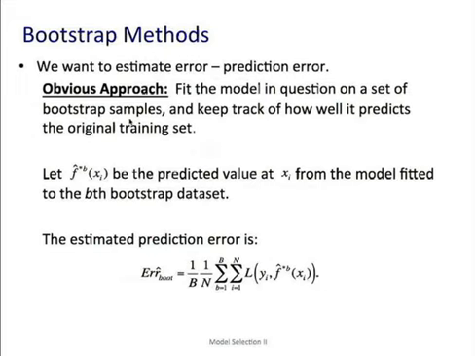But we're interested in error. Okay, so here's the obvious thing that you would do. You do this a whole bunch of times, you do some prediction, and you try to figure out what the error rate is. Okay? This is the most simple one. This is called error boot, and it's also referred to as error with a bar over it in your book. It's the same thing. So fit a model in question on a set of bootstrap samples and keep track of how well it predicts the original training set. Let f hat b star of xi be the predicted value of xi from the model fitted from the B bootstrap sample.